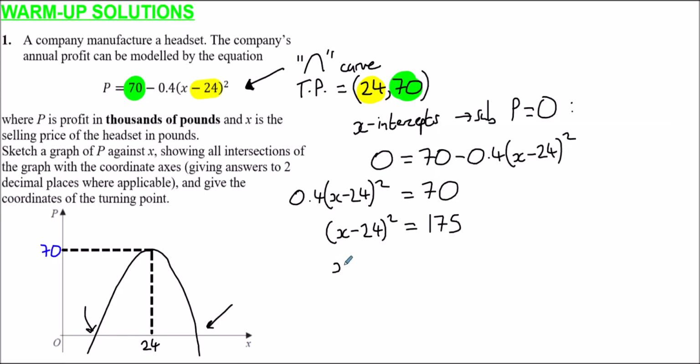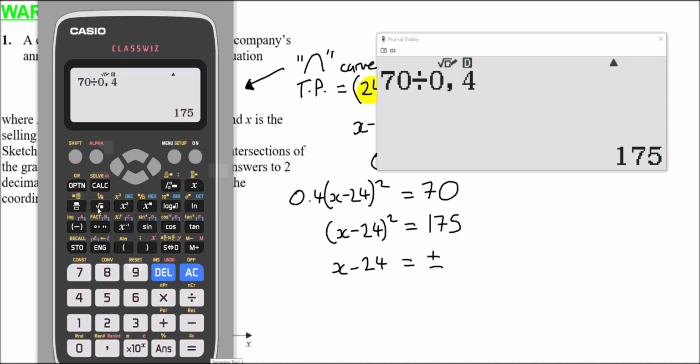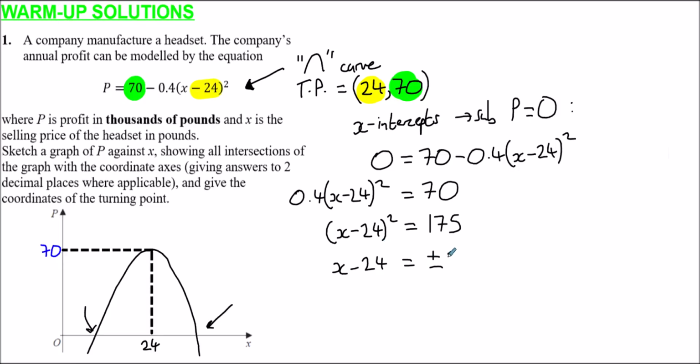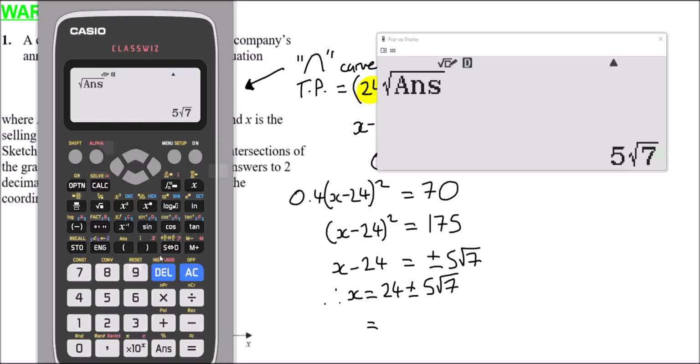We can now square root both sides. So we have x minus 24. Remember to put plus or minus when we square root this. So we can square root that answer, which gives us 5 root 7. So therefore, the x-intercepts, adding 24 to both sides, will be 24 plus or minus 5 root 7. Now we need to give these to 2 decimal places where applicable. So what we need to do is press the S arrow D button, the SD button, this one here, to change it into a decimal.